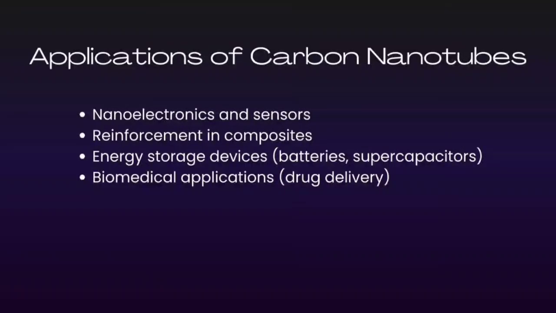Third one is in energy storage applications. CNTs and CNFs are used in lithium ion batteries, supercapacitors, and fuel cells. Their high surface area and excellent electrical conductivity improve charge storage and charge transfer efficiency. Carbon nanofibers are especially useful as electrode materials because they provide good electrical pathways and structural stability, enhancing the overall performance of energy storage devices.